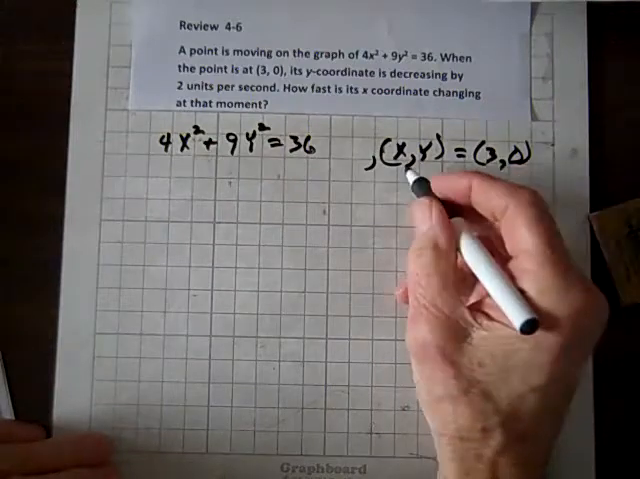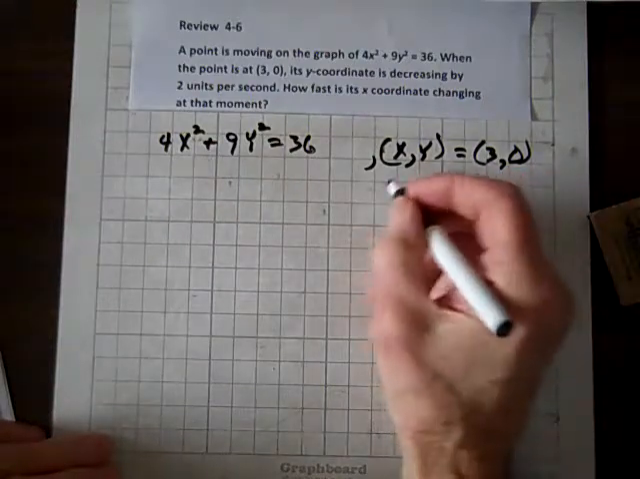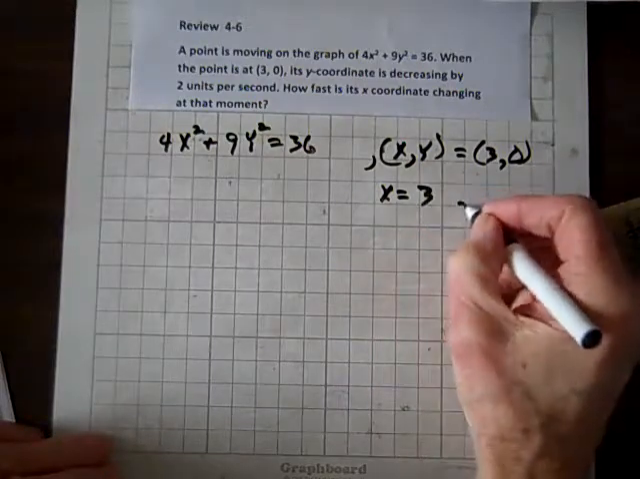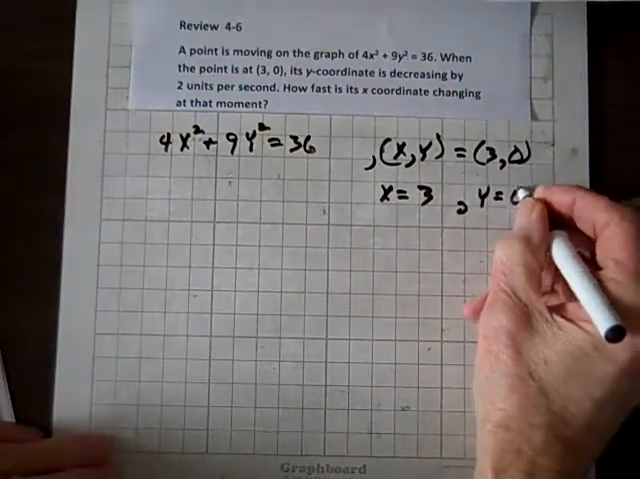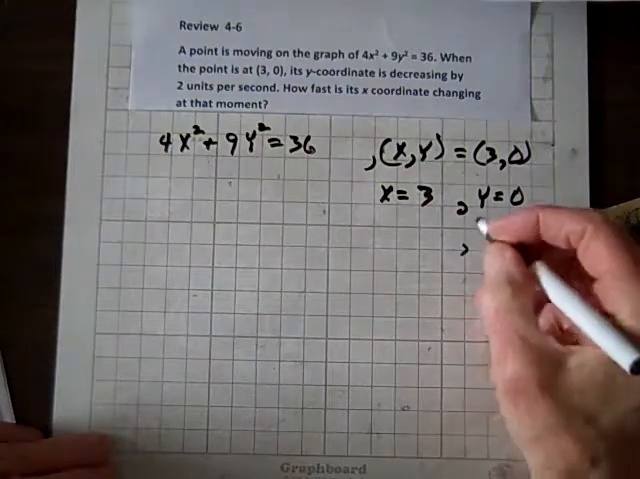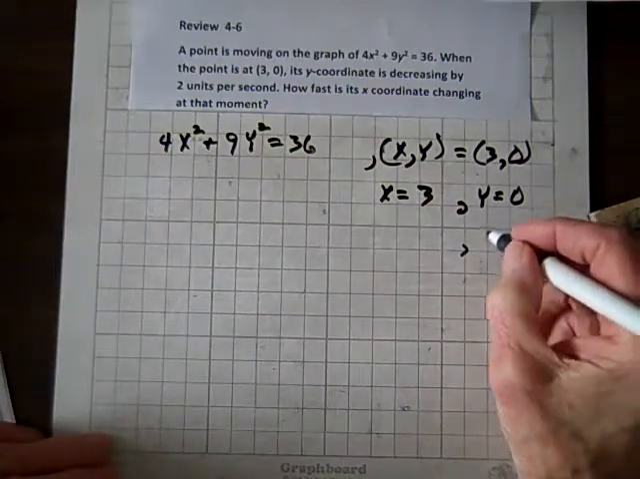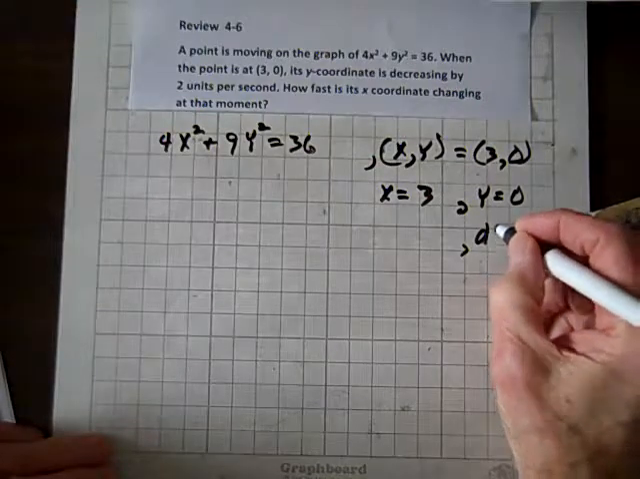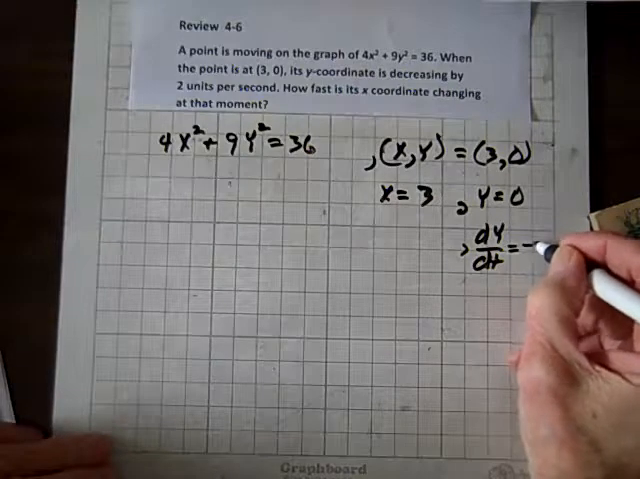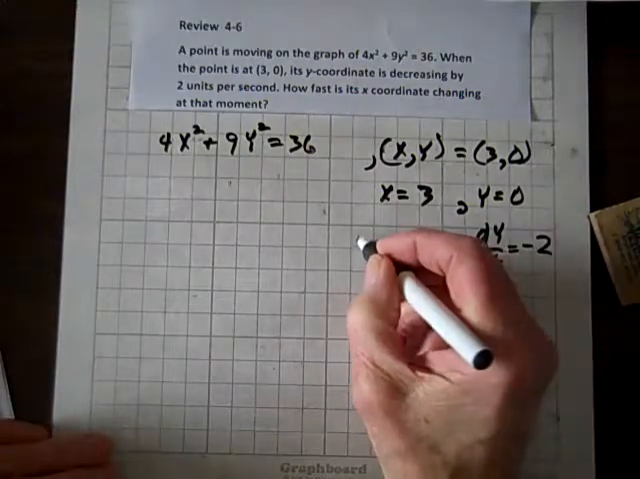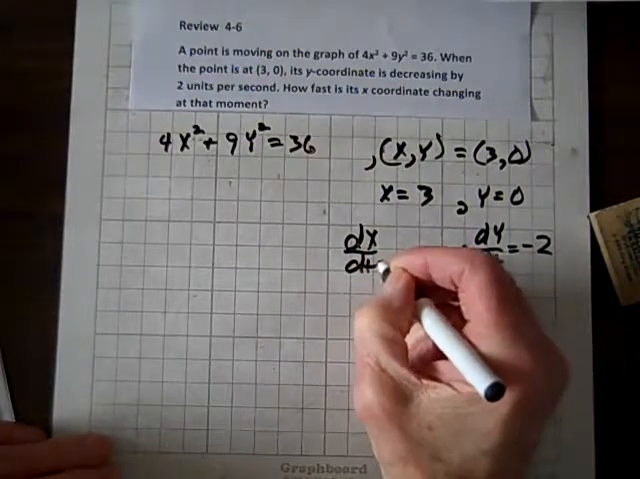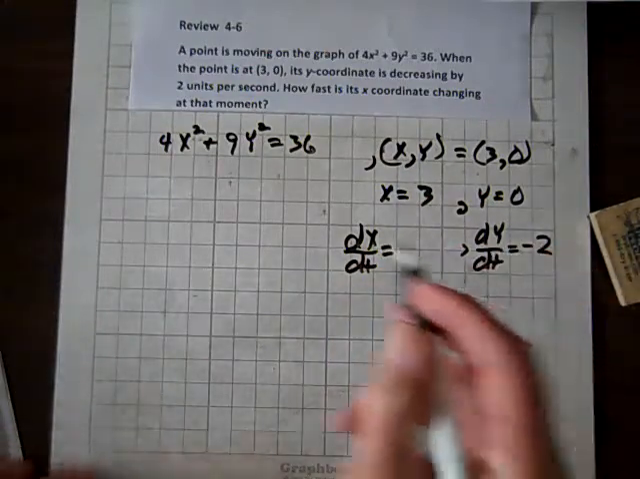But anyhow, what this tells us is that x equals 3 when y equals 0. And they also said that y is decreasing at 2 units per second. That means dy/dt, since it's decreasing, equals -2. And what we're asked to find is dx/dt. We don't know what that is.